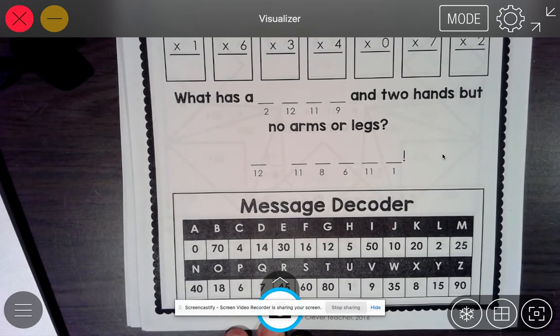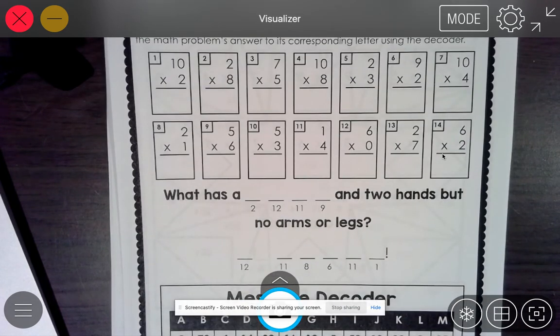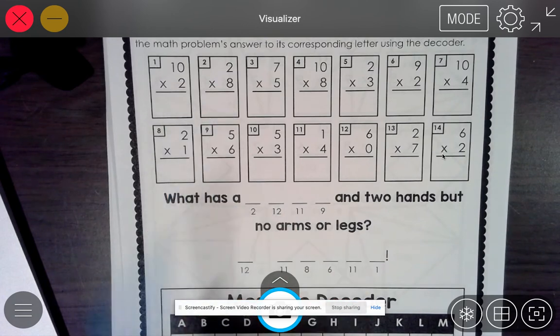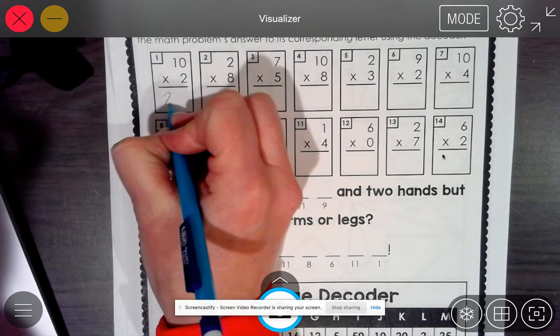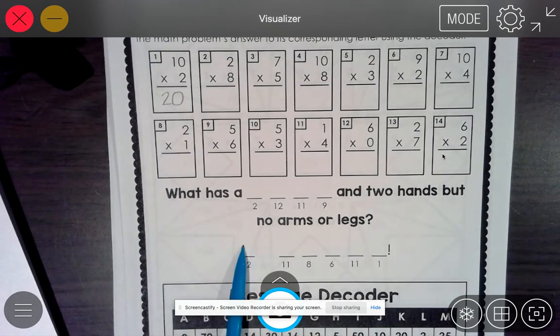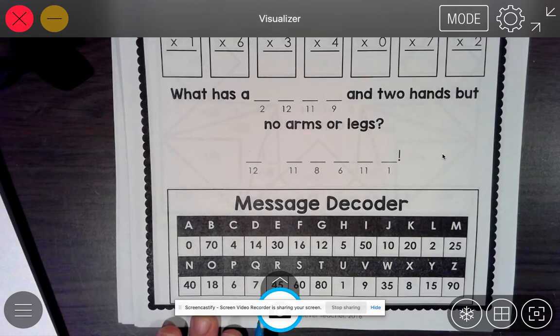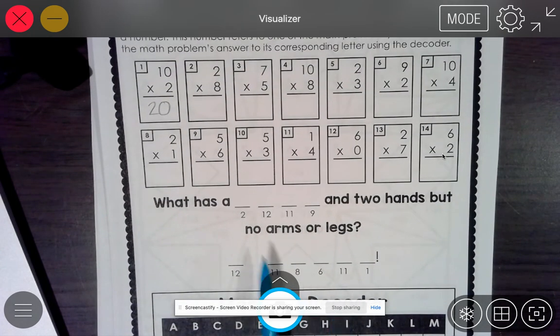So the first thing you're going to do, whether you're using these numbers or not, is you're going to answer these multiplication problems. Now, these problems are problems that you should already know how to do. For example, you would do 10 times 2, and you would come up with the number 20. If the number 20 was going to be used in the puzzle, you would come down here and find number 20, and it would correspond with K. However, when we go back up to the puzzle, there's no 20, so we know we're not going to use that one.